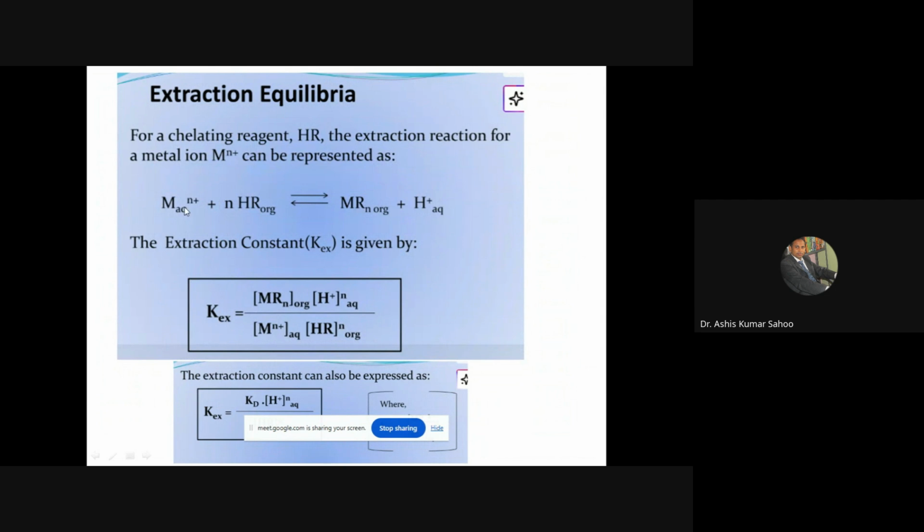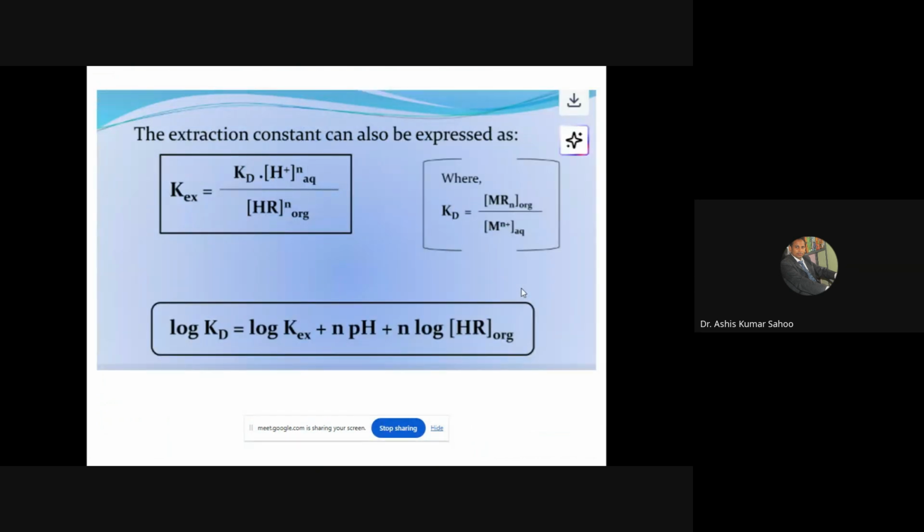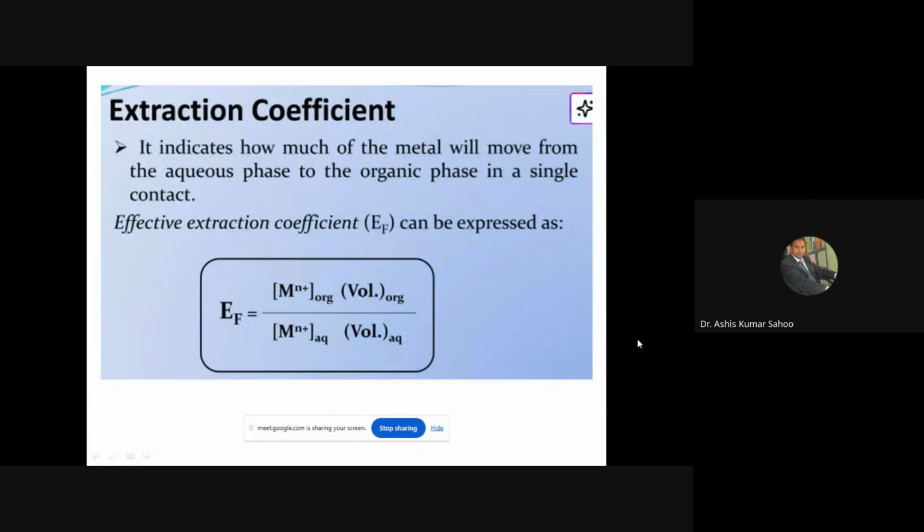Listen, the ion reacts with the organic solvent to form this complex. So the extraction constant or equilibrium constant will be like this. The extraction constant can be expressed with this expression. Taking the logarithm of both sides, we get this equation for the equilibrium constant. The extraction coefficient indicates how much of the metal will move from the aqueous phase to the organic phase in a single contact.